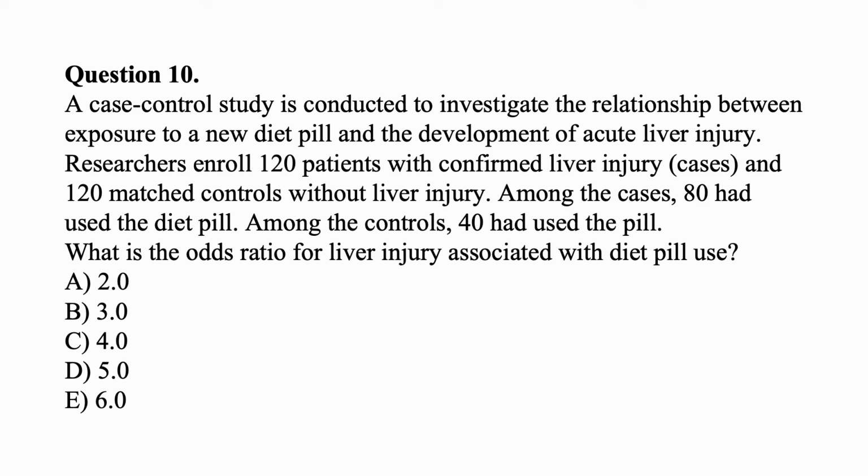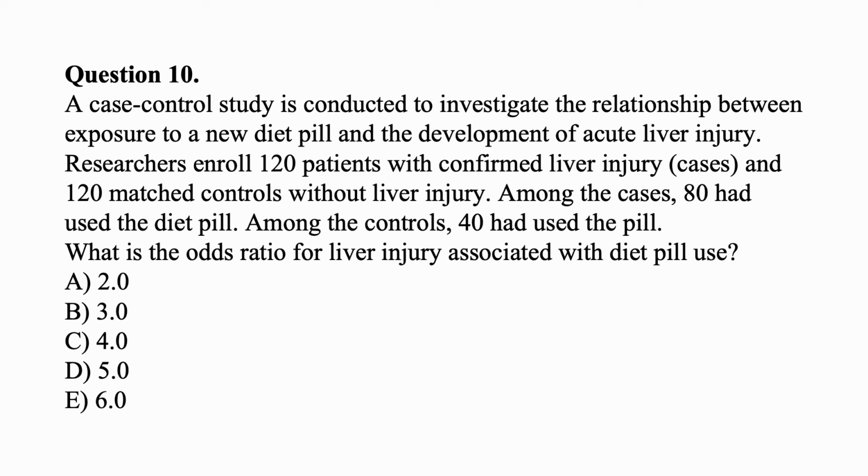All right, maybe this is the last question. Question number 10. A case control study is conducted to investigate the relationship between exposure to a new diet pill and the development of acute liver injury. Researchers enroll 120 patients with confirmed liver injury and 120 matched controls without liver injury. Among the cases, 80 had used the diet pill. Among the controls, 40 had used the pill. What is the odds ratio for liver injury associated with diet pill use? A, 2.0, B, 3.0, C, 4.0, D, 5.0, or E, 6.0.